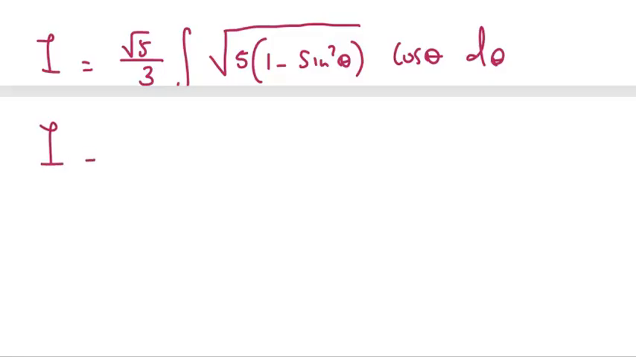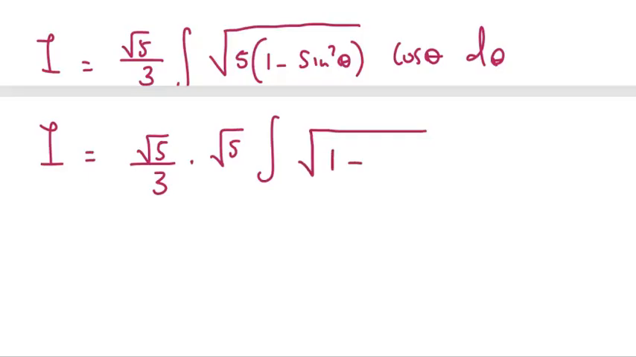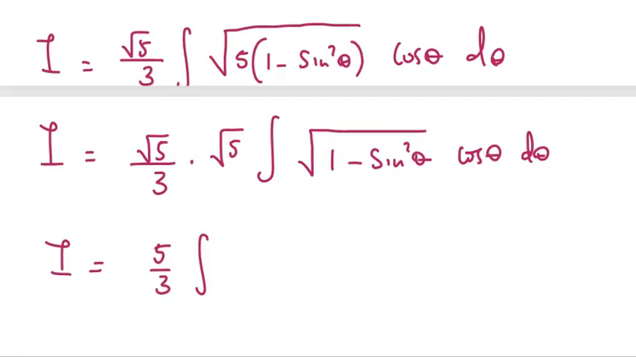So here I is equal to root of 5 by 3, so take out the root of 5 as well, we get again root of 5, then the integral of square root of 1 minus sine squared of theta, cosine of theta d theta. So here I is equal to root 5 times root 5, which gives us 5 over 3, multiplied by square root of 1 minus sine squared theta. Remember, 1 minus sine squared theta is cosine squared of theta. So we have the square root of cosine squared of theta, cosine theta d theta, and this gives us 5 by 3.